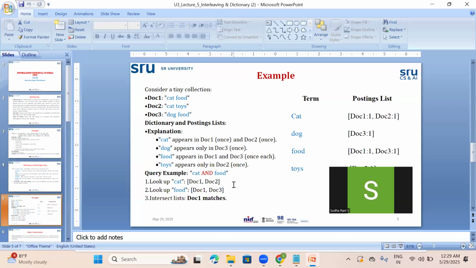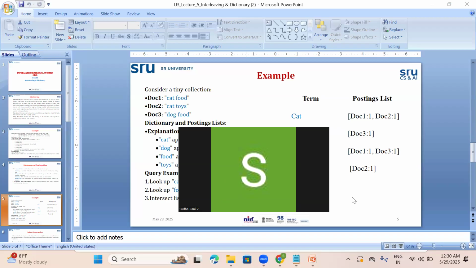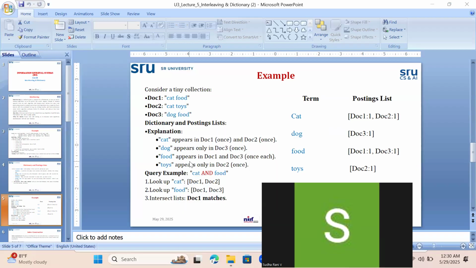Before this explanation, first we are taking terms and posting lists. It will be easy to check. See, cat: document 1 once, document 2 once. Dog: document 3 once. Food: document 1 once, document 3 once. Toys: document 2 once. So we are taking it like this.